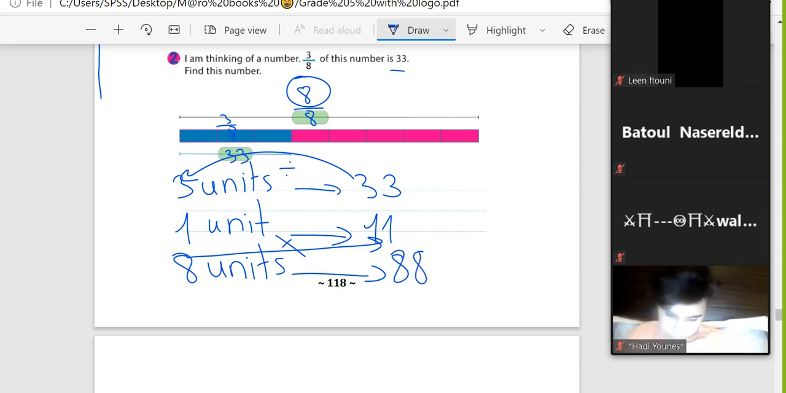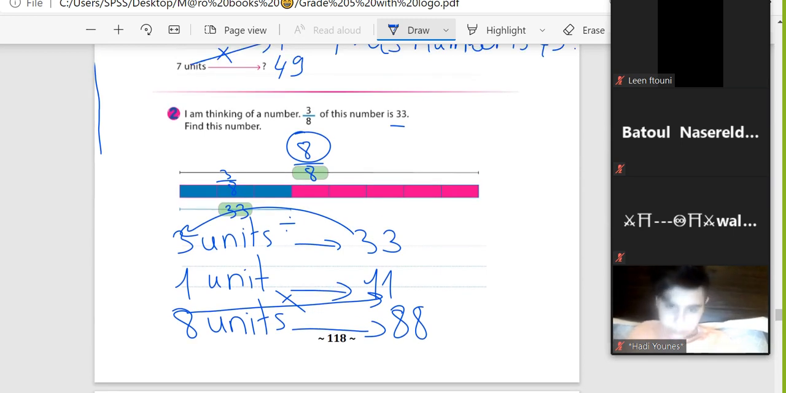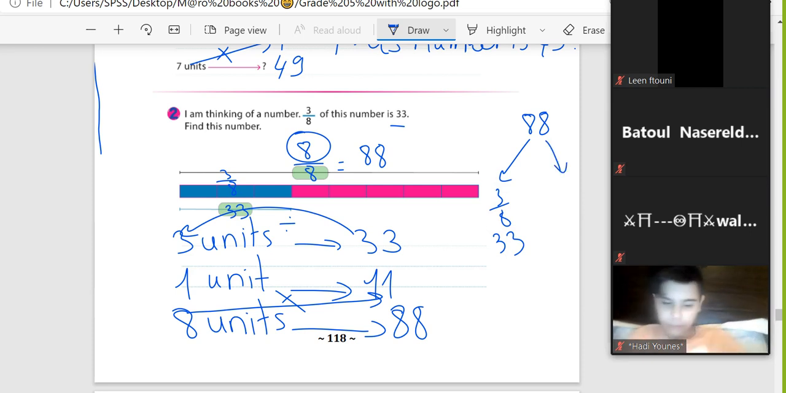88. طيب listen to me now. I want to ask a very clever question. Now you have the 8 of here, 88, okay? All the number is 88, okay? The 3 over 8, 33. Okay. 3 over 8 as a fraction? 5 over 8. Okay. 5 over 8, a number?